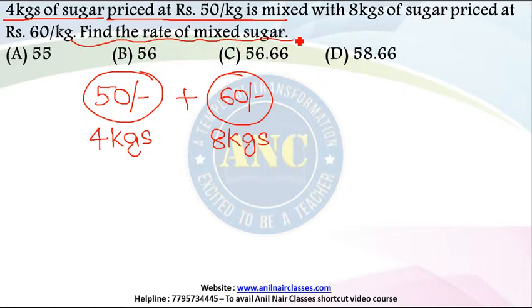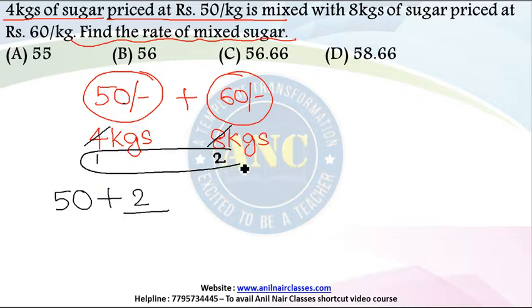This is a question on mixtures directly. It really does not make any difference whether we teach this or learn this in alligations or mixtures, because both are more or less the same. Can I say that this is mixed in the ratio 4:8, which is nothing but 1:2. So average cost price of the mixture is 50 plus diagonal element of 50 is 2. Write down 2. Sum of 2 and 1 is 3. Write down 3. Difference of 50 and 60, it is 10.